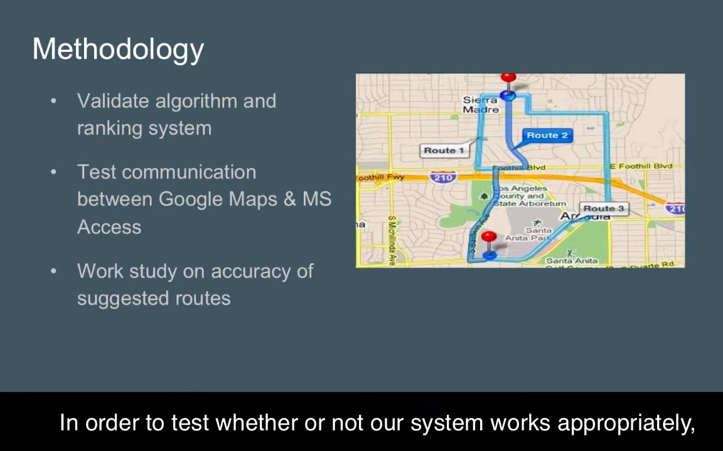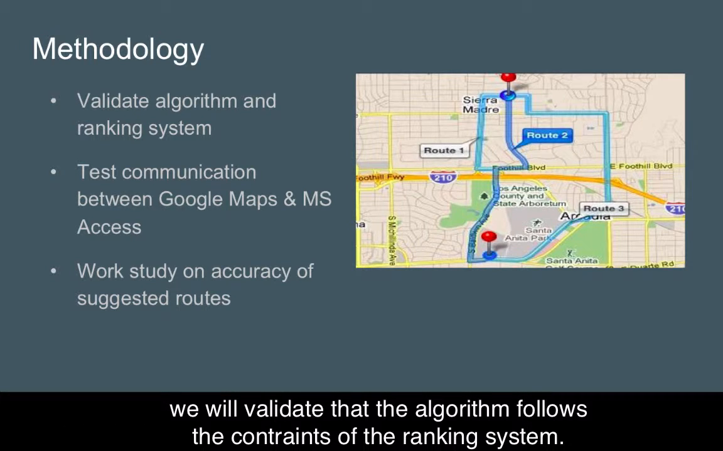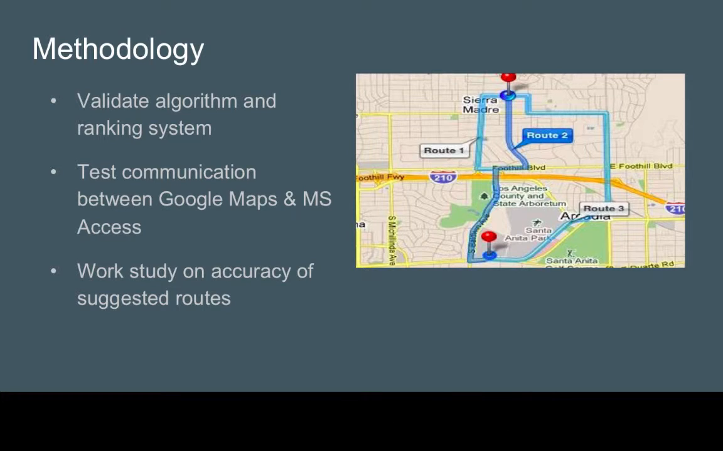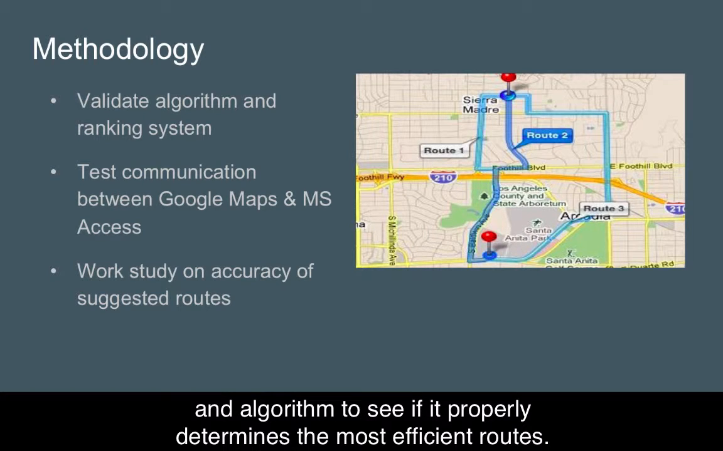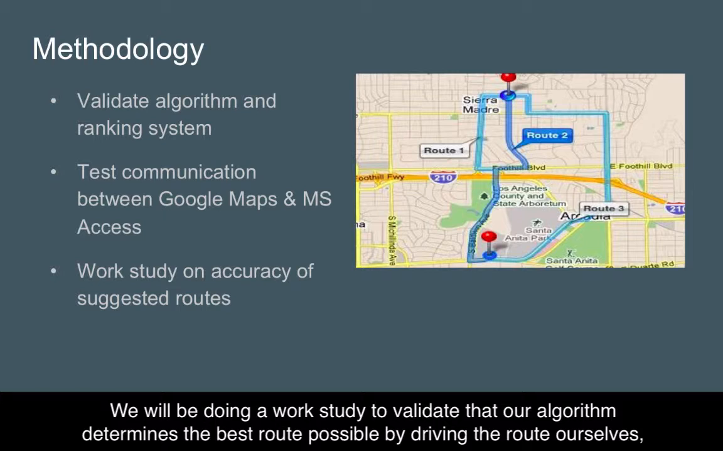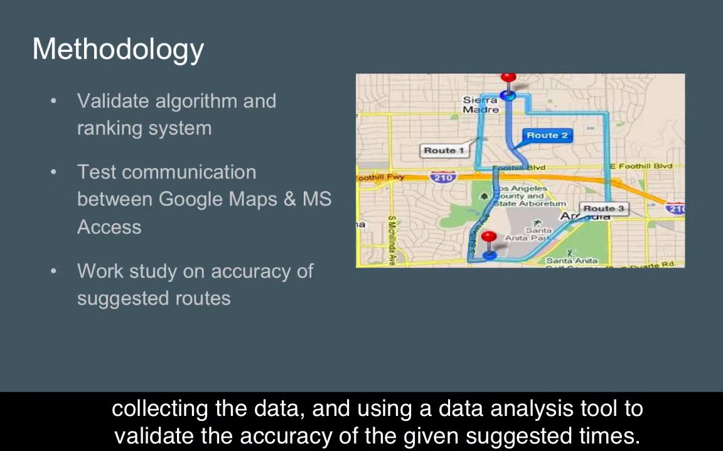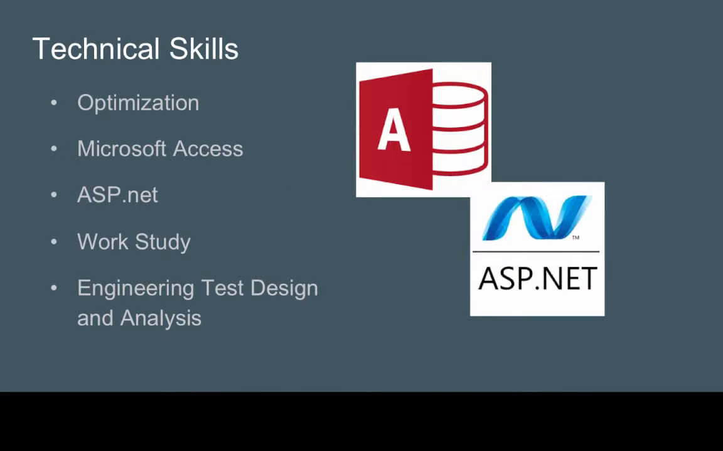In order to test whether or not our system works appropriately, we will validate that the algorithm follows the constraints of the ranking system. We will also test if Google Maps communicates accurately with our ranking system and algorithm to see if it properly determines the most efficient routes. We will be doing a work study to validate that our algorithm determines the best route possible by driving the routes ourselves, collecting the data, and using a data analysis tool to validate the accuracy of the given suggested times.